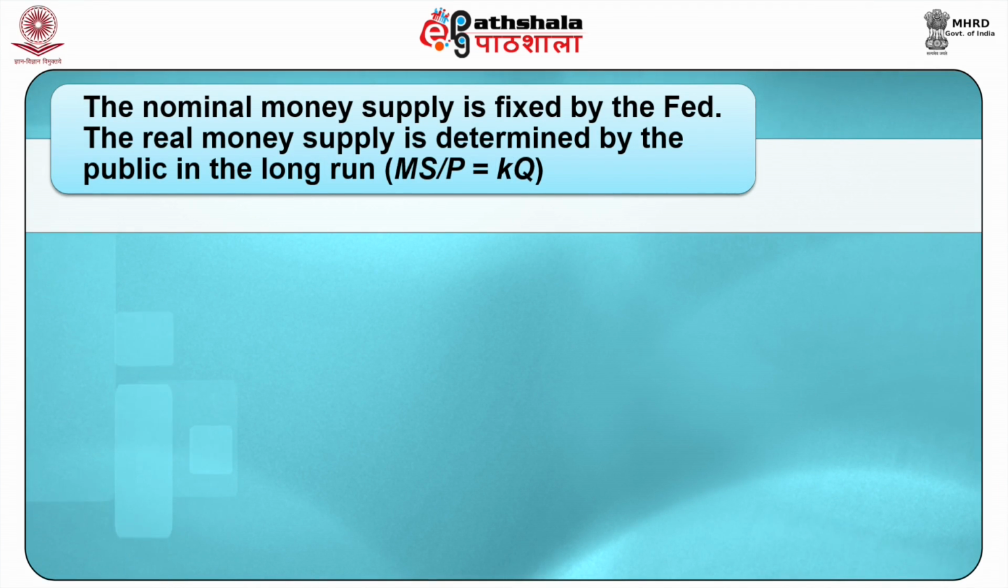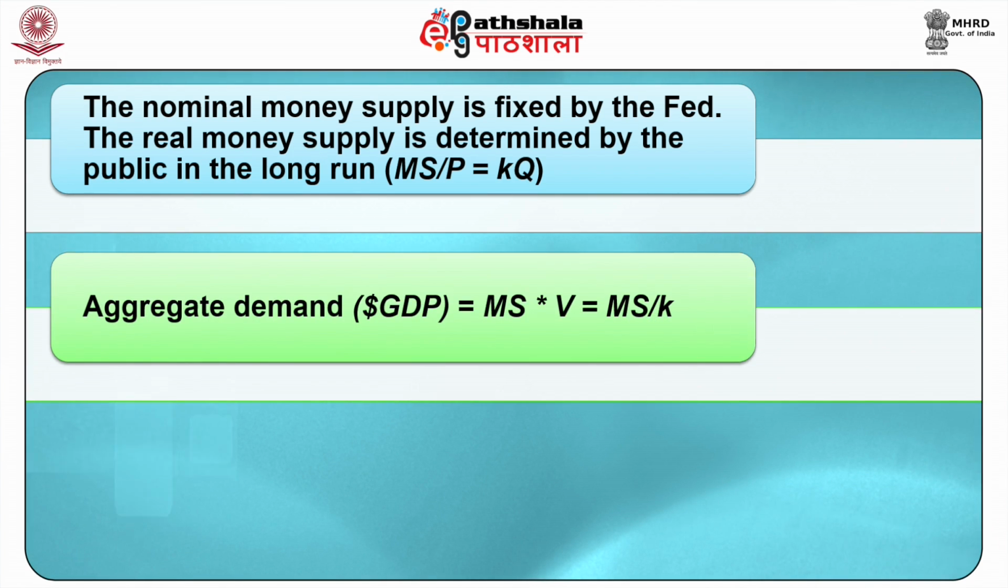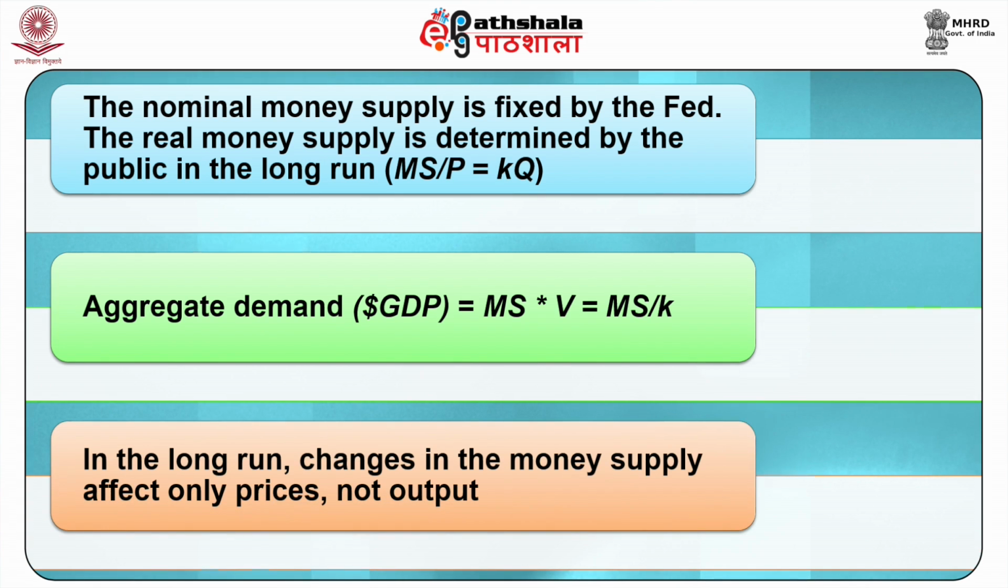The real money supply is determined by the public in the long run, that is MS divided by P is equal to K into Q. Fourth, aggregate demand, that is GDP in dollars, is equal to MS into V, which is equal to MS divided by K. Fifth, in the long run, changes in money supply affect only prices, not the output.